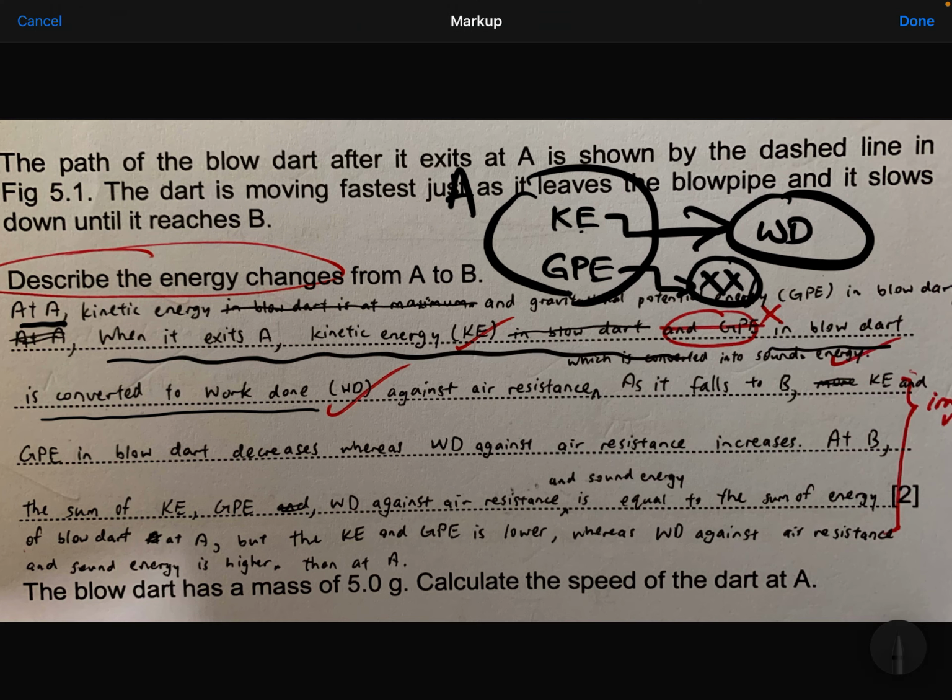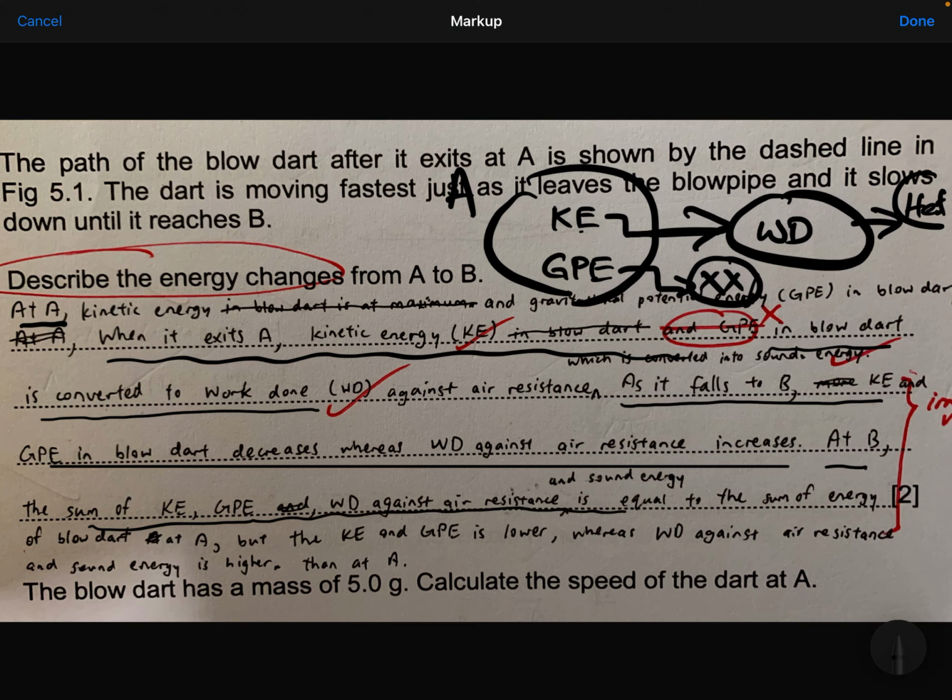It is turning into something else. Okay, so in your statement like that, you can see that you are oversimplifying things. But I'm happy here. Now you look, it says which is then converted to sound and heat energy. So this guy is better. He knows that he needs to mention work done before he talks about the other energy. So it shows here again, as it falls to B, KE and GPE in the product decreases, whereas KE increases. At B, the sum of KE and GPE is equal to the sum of KE and GPE at A. You are trying to apply conservation of energy here. The question didn't ask you to apply conservation of energy. The question simply wants, can you tell me how the energy converts from one form to another, or does it transfer out or transfer into the system?